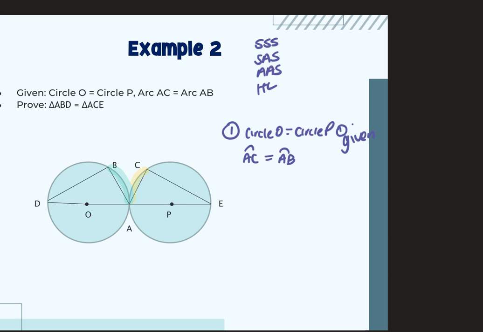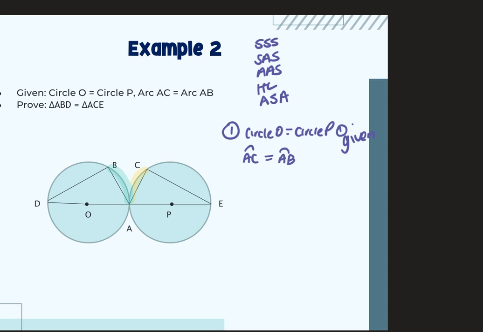We have angle, angle, side; angle, angle, side, side; side, angle. Angle, side, side is not a way to prove the triangles are congruent. So if you just look already, obviously there's no information about a perpendicular side yet, right? But we might be able to get there because it's a semicircle. So we're not going to rule out hypotenuse leg yet, okay?